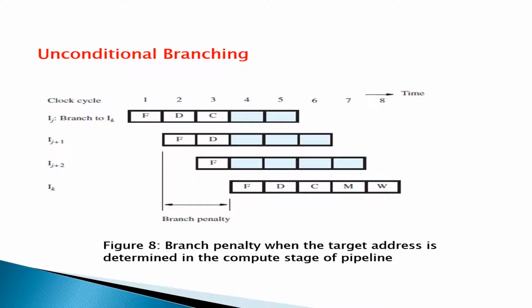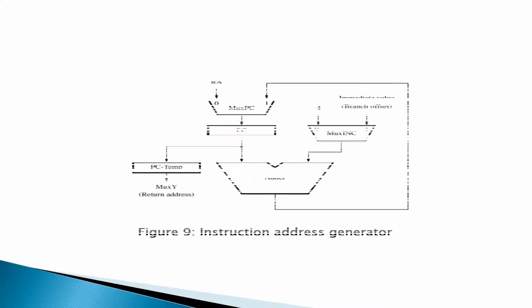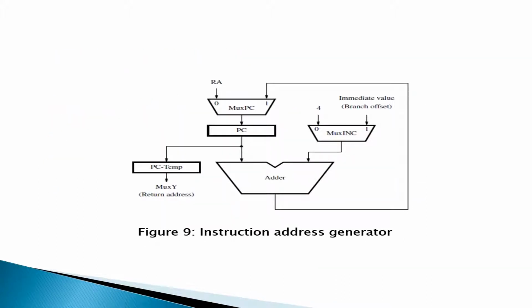Branch instructions represent 20% of the dynamic instruction count of most programs. Dynamic instruction count takes into consideration that some instructions are executed repeatedly. To reduce the branch penalty, it is necessary to compute the branch target address earlier. It is possible to determine, compute, and update the program counter in the decode stage rather than waiting for the compute stage. This would help to reduce branch delay. Instead of fetching instructions Ij+1 and Ij+2 incorrectly, only one is fetched incorrectly.